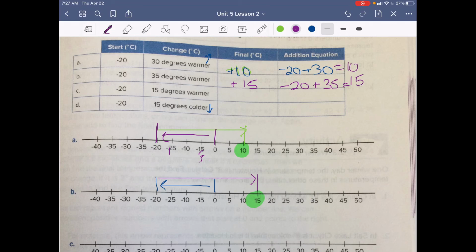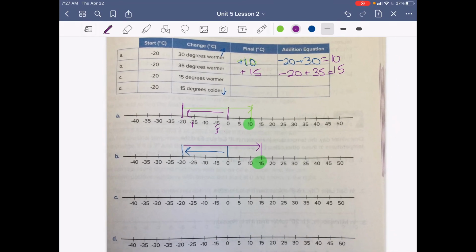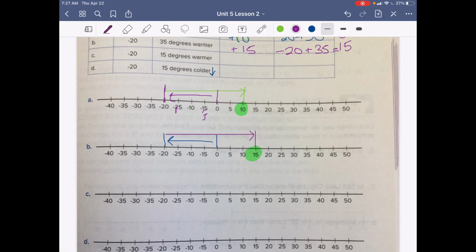Now let's look at letter C. So again, we're still starting at -20, but this time we're only going 15 degrees warmer. So we're starting at -20. Let's draw that in. And we're only going 15 degrees warmer. So we're going to count by 5s. 5, 10, 15. Oops. So that's going to put us right here.